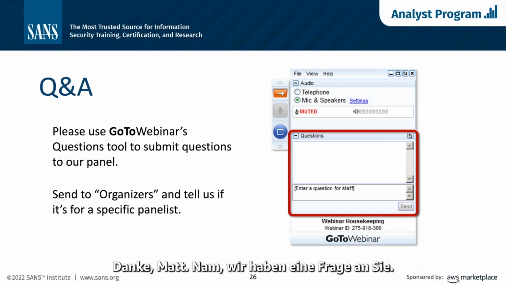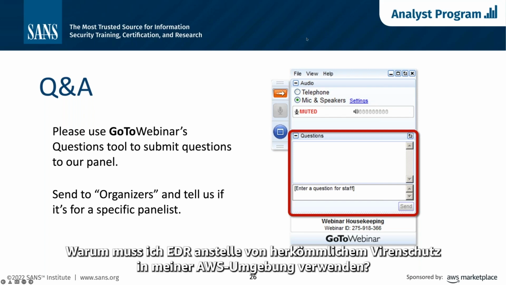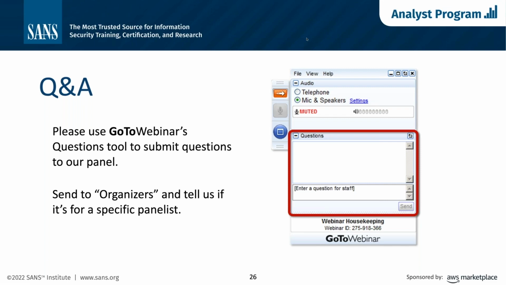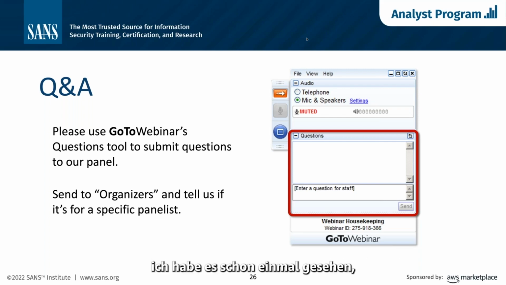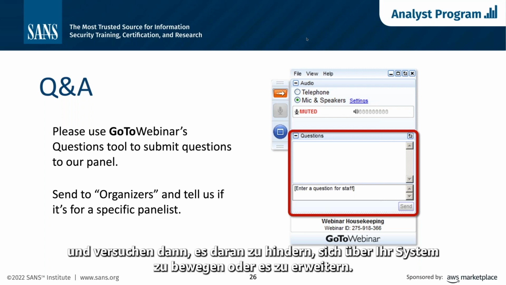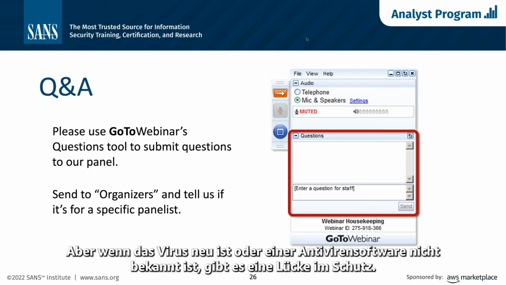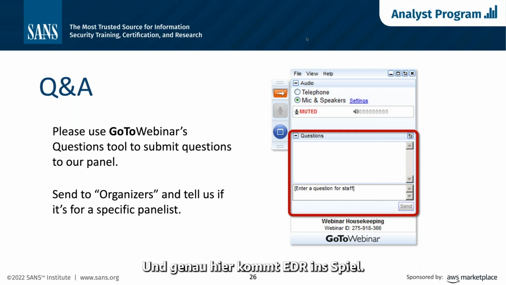Thanks, Matt. Nam, we have a question for you. Why do I need to use EDR instead of traditional antivirus in my AWS environment? It's the evolution, right? Traditional antivirus works by saying, I know this virus, I've seen it before, and then it moves to block it from moving across or expanding in your system. But if the virus is new or not known to the antivirus software, that's a gap in protection. And that's why EDR comes in.